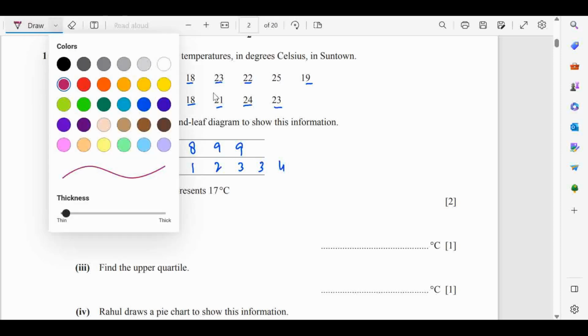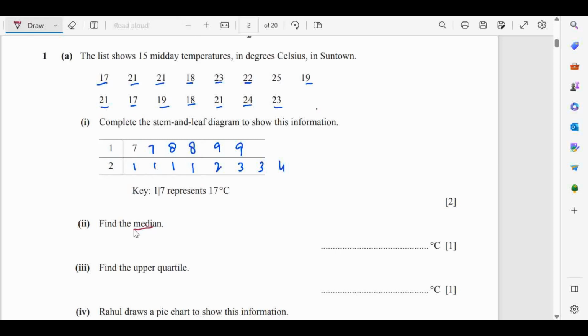Let's move to part B. Find the median. Now for the median, we know that the median is the (n+1)/2th value of the data. So 1 by 2 into, the total number of data we have is 15, and 15 plus 1 is 16, so 1 by 2 into 16, which means the 8th data. Now let's count it over here: 1, 2, 3, 4, 5, 6, 7, 8. So this will be the median. 21 degrees will be the median.